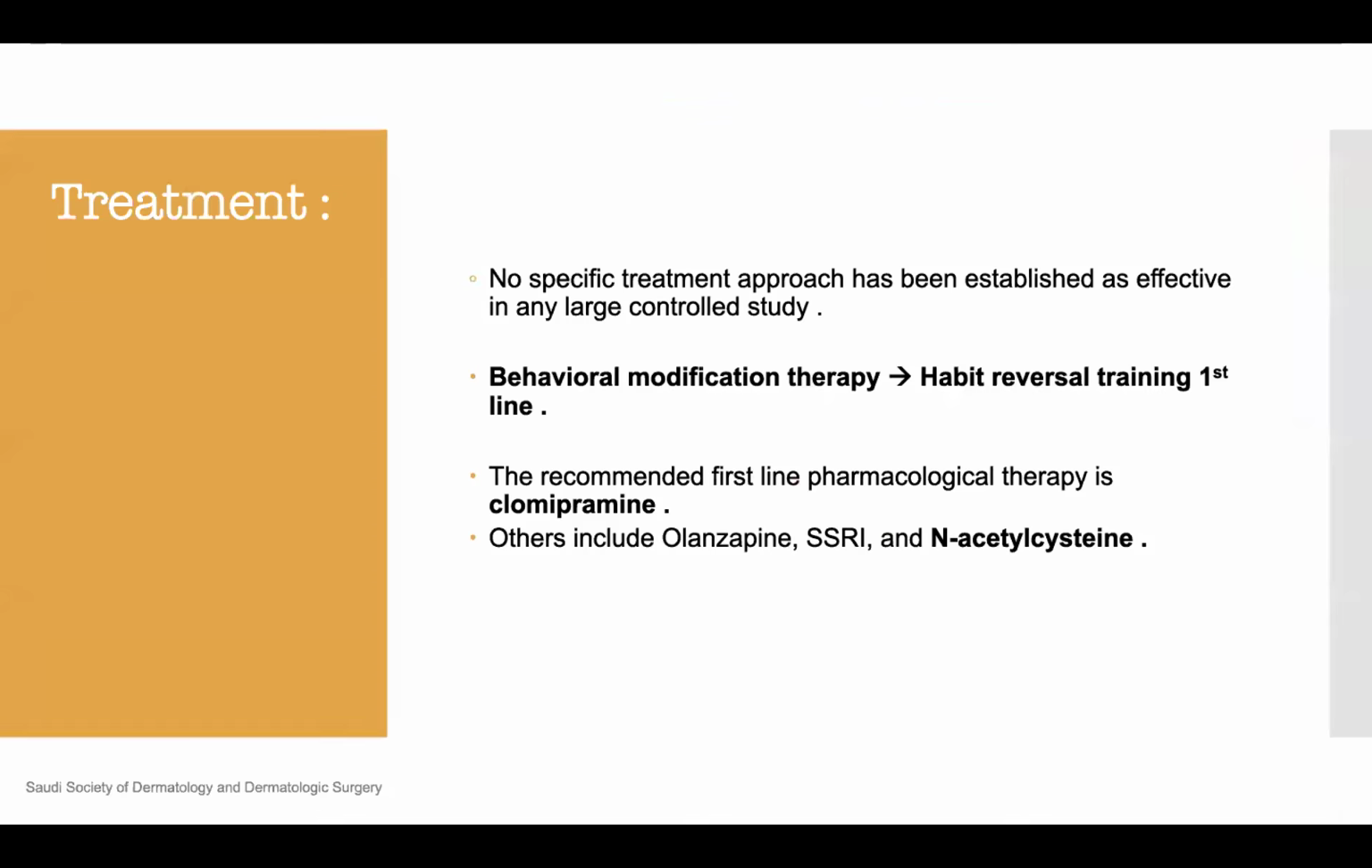Treatment. So there is no specific treatment approach that can be used in those patients. Behavioral modification therapy and habit reversal training are considered the first line. Other first-line pharmacological therapy that can be used are clomipramine and N-acetylcysteine, which have recent studies for their effectiveness in the treatment of trichotillomania.